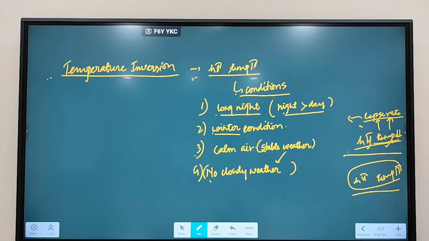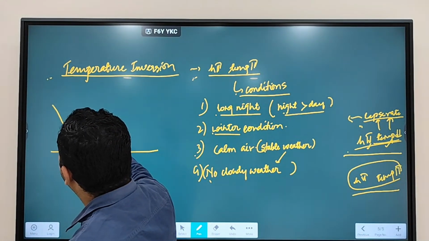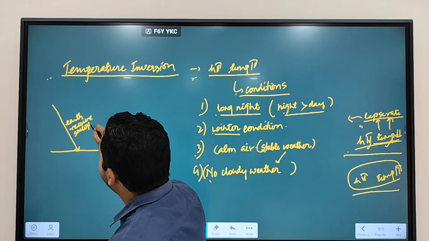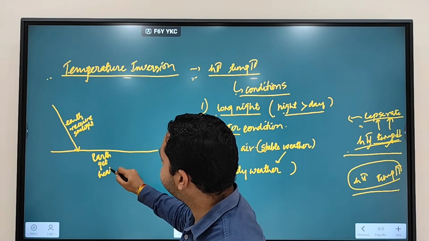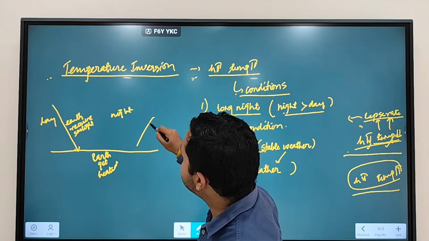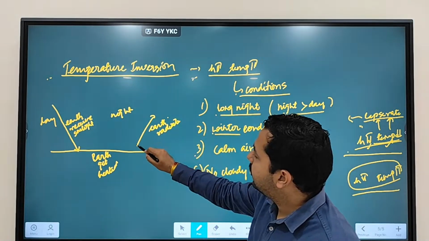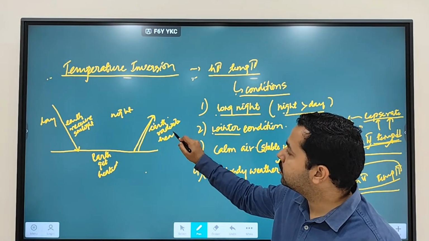Fine. Now, why do you require long night or winter conditions? Why is this very important? This is very important because you know that during the daytime, Earth receives sunlight, so Earth gets heated. And during the night time, Earth starts to radiate this heat, and Earth cools down.